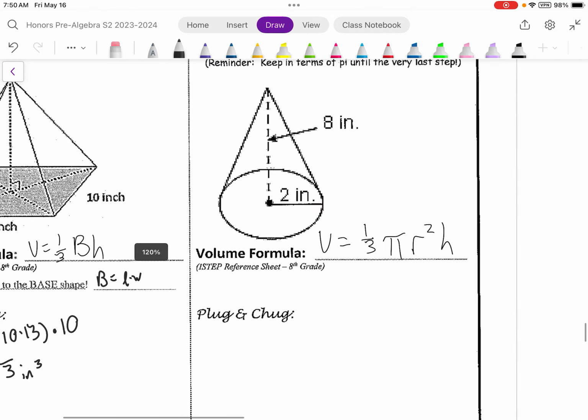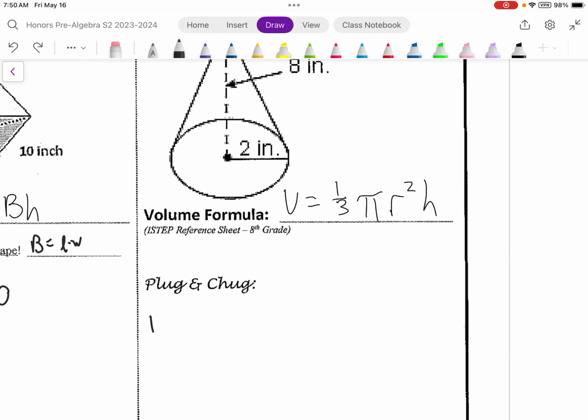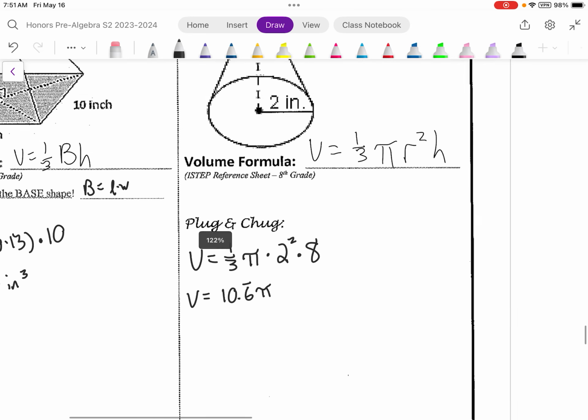Over to the cone. Again, we can just recognize here we've already got our radius and we've already got our height, so 2 and 8, which means we're ready just to plug stuff right on back in. So volume equals 1/3 times pi times the radius squared times the height. And so if we go ahead and do this, 2 squared is 4. 4 times 8 is 32. Times by 1/3 is the same thing as dividing by 3. So volume equals 10.6 repeating pi inches squared.